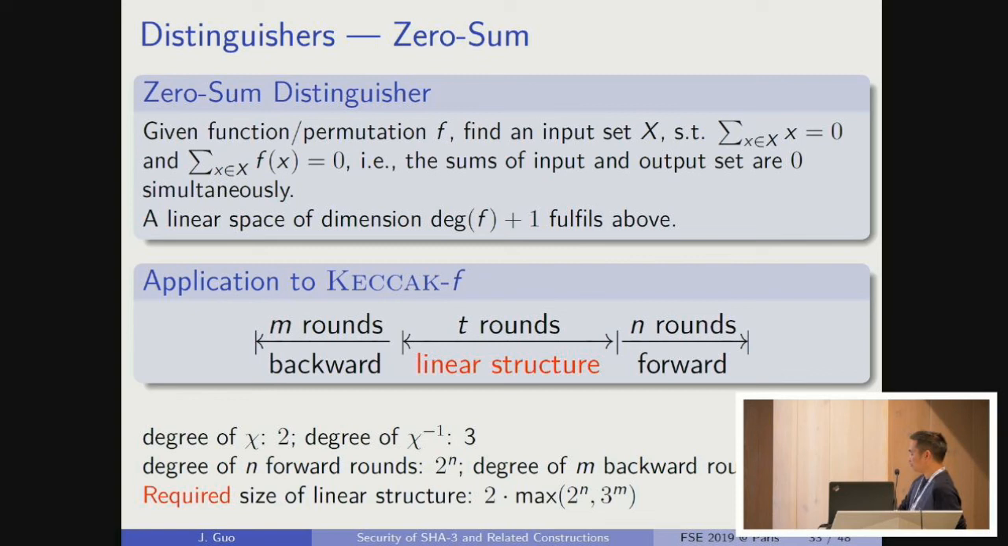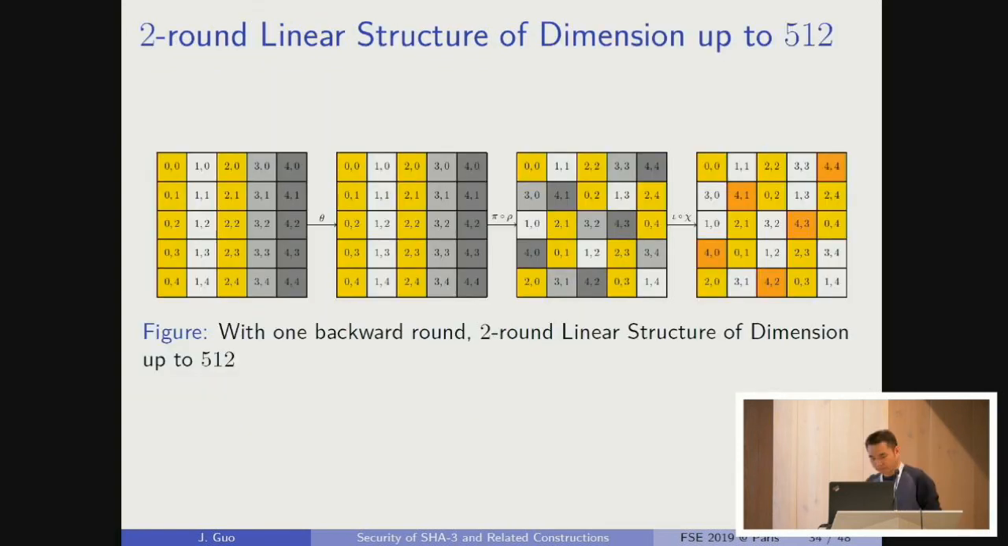So here's an example of a 2-round linear structure of dimension up to 512. You only see 1 round here because you can actually extend this state backwards by 1 round, still linear. I didn't display it here, but it's for 2 rounds. The dimension is 512 because for this column and this column, you can set the variables freely. The only thing you have to deal with is the theta.